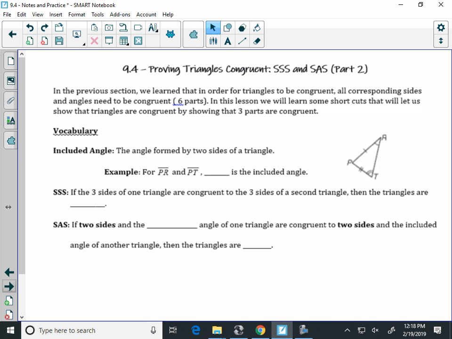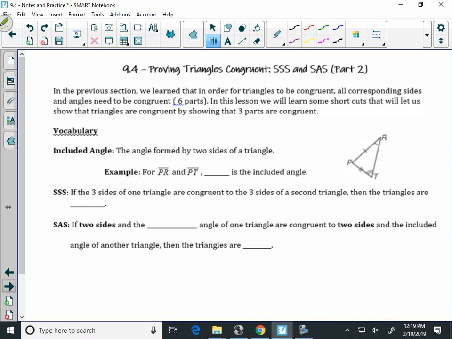Well, there are tons of shortcuts that we can use to show that triangles are congruent, rather than seeing that all three sides and all three angles are the same. We can use these shortcuts. We're going to talk about two of the shortcuts today, and then we'll talk about the other two on Friday. The two shortcuts we're going to talk about today are side, side, side, and side, angle, side. There's some vocab we've got to get into before we get into the shortcuts. Those shortcuts allow us to only have to show that three parts are congruent rather than all six. So it makes life a little bit easier.